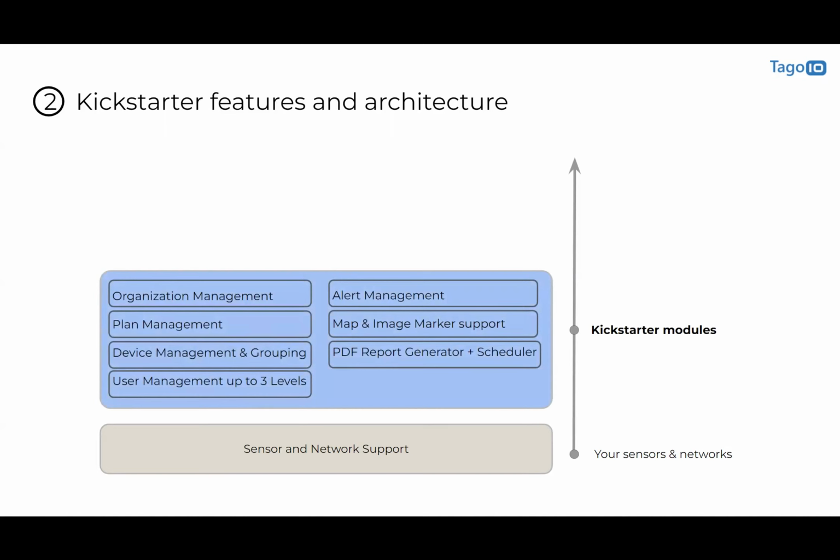And which modules do we have? In the Kickstarter, you can expect to have organization management. That is the way the Kickstarter solves the problem of separating different users' information from each other, so one organization cannot see information from a different organization. We have plan management, which covers limits of SMS and email and data retention by organization. Let's say you want an organization to be capable of storing data for only one month. The plan management covers that.